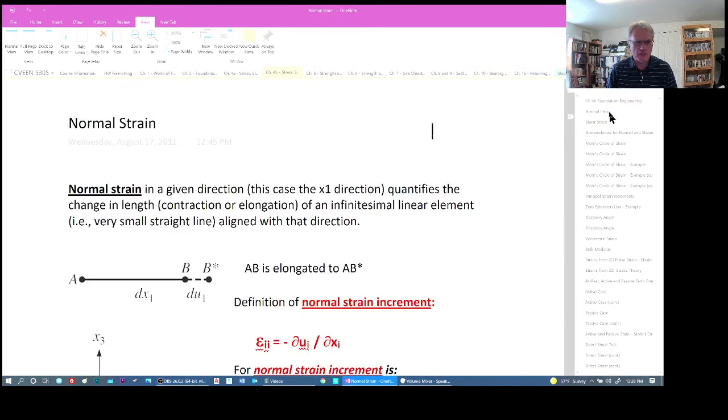So let's get into the lecture. Similar to the way we talked about Mohr circles of stress, we can also develop some ideas about strain and then also define some more circles of strain. To do so, first we need to talk about normal strain.